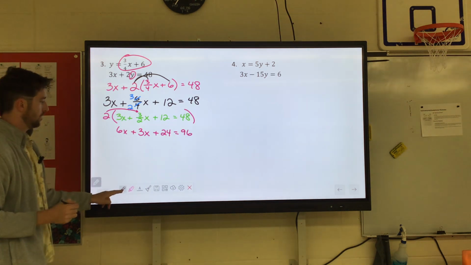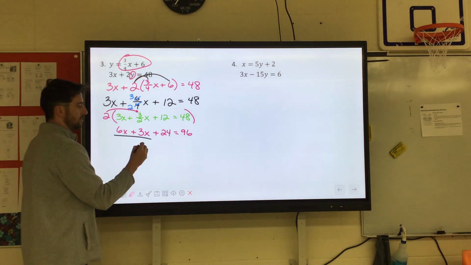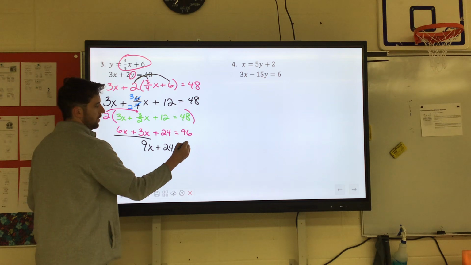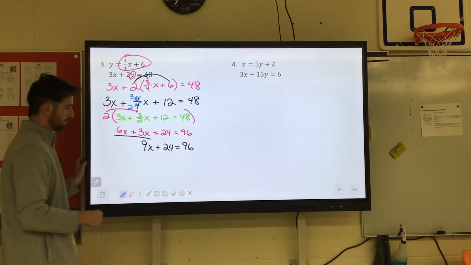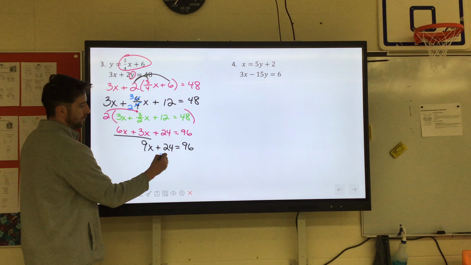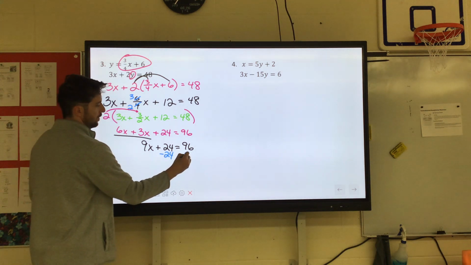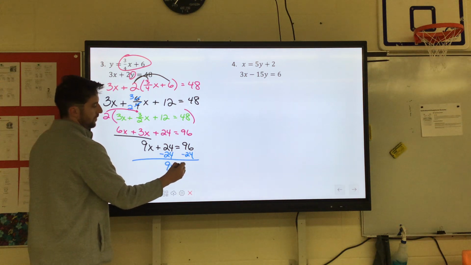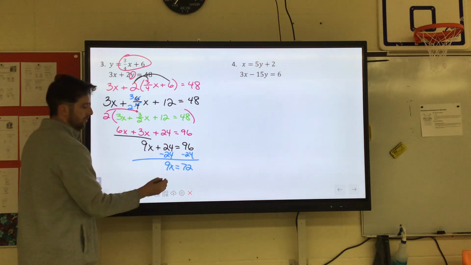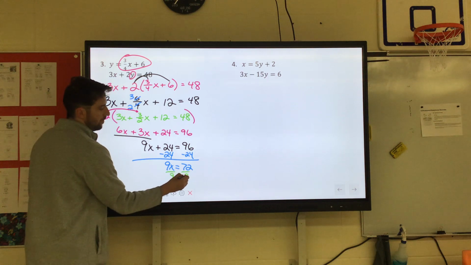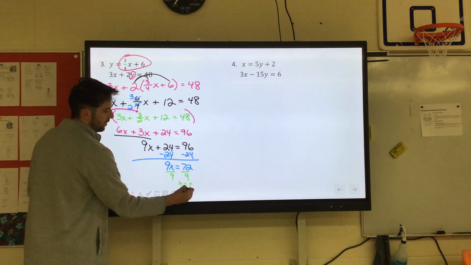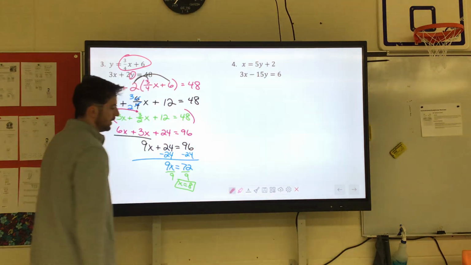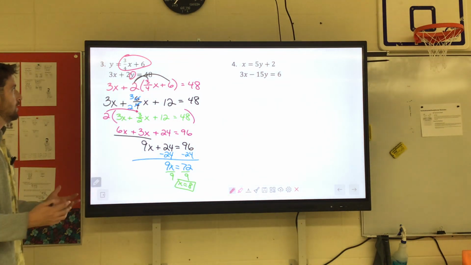Alright, cool. Let's combine some like terms. 6x plus 3x is 9x. 9x plus 24 equals 96. We could subtract 24 from both sides. 9x equals 72. Now we divide by the 9, and we got 8 for x. Cool. Again, that's just one of the two coordinates we need. So it'll be 8 something. We need to figure out y.